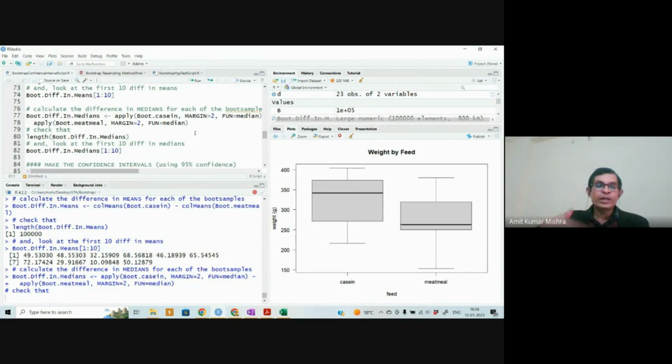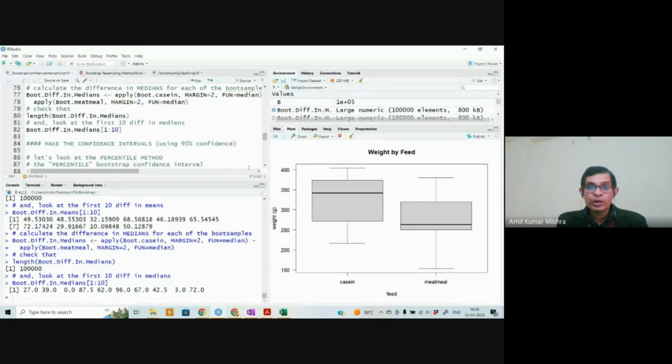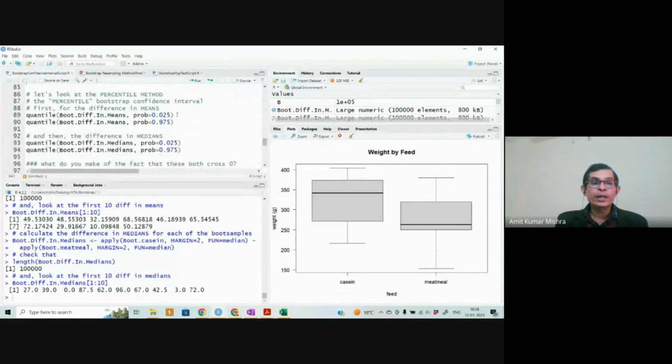Okay, it is calculating the medians, so it will take time. Now you can see the first 10 medians. Now what are we going to find? We want a confidence interval.